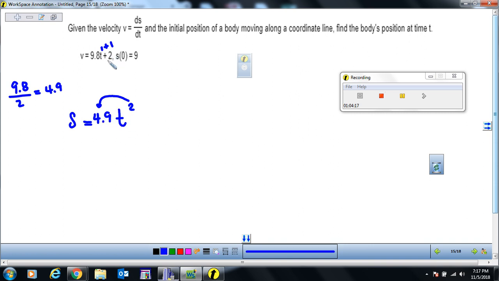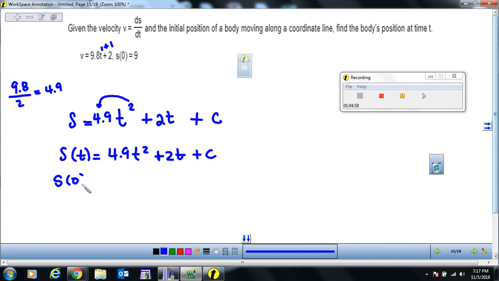The 2 is the derivative of probably 2t, plus 2t, plus the c. It says f of t, I just forgot to write it like that: 4.9t squared plus 2t plus c.